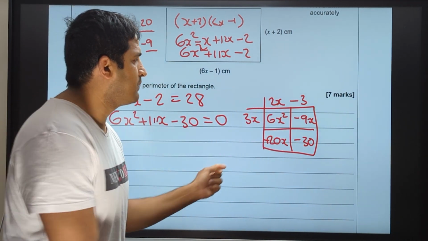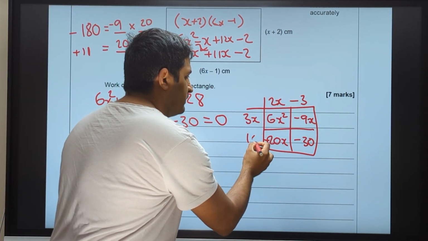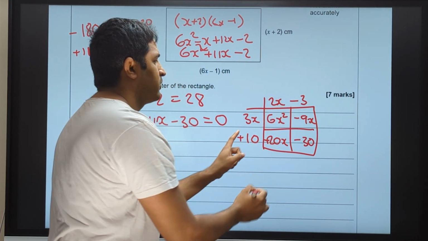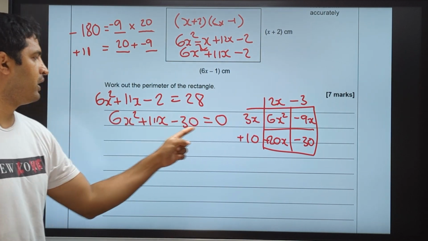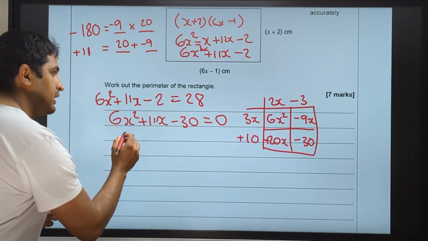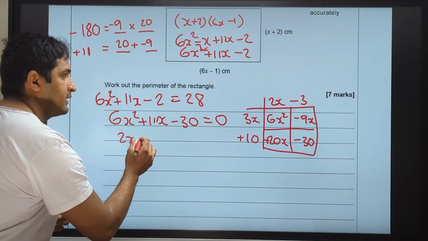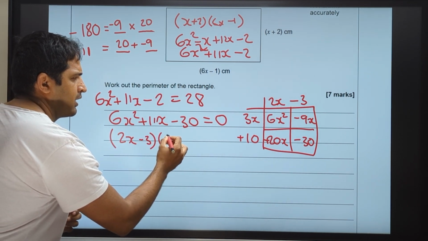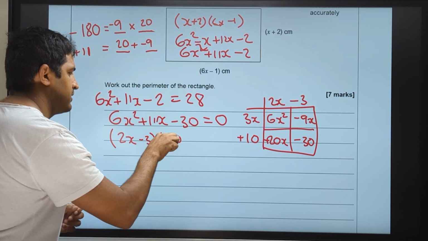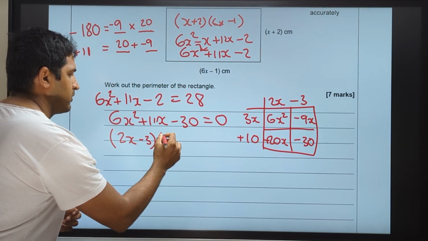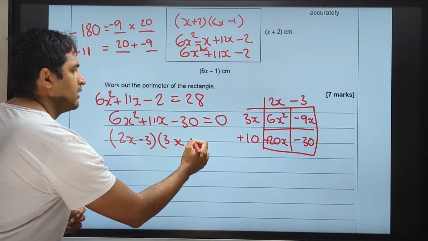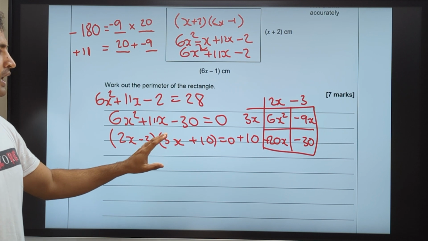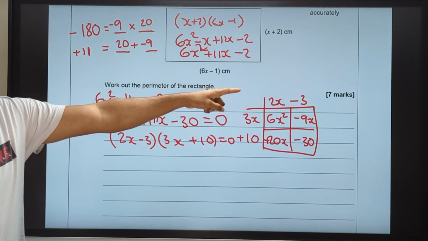Now the negative 3 times 10. Positive 10 and positive 10 times 2x will give you 20x. Okay, so those are the two factors that we get for this entire thing, and we can write it down. 2x minus 3 multiplied by 3x plus 10, which is equal to 0. And now once you've done that, and this is the reason it's a 7-mark question.